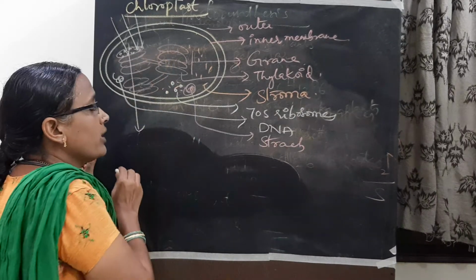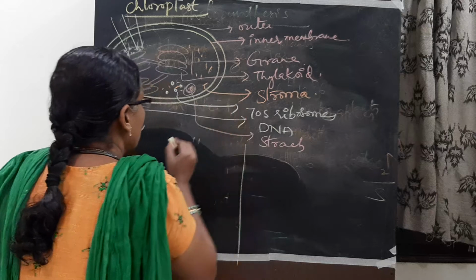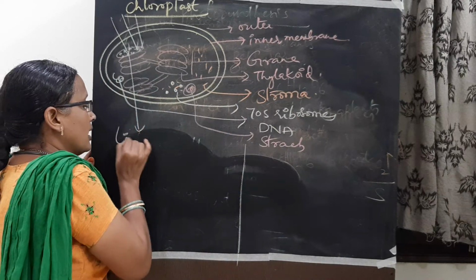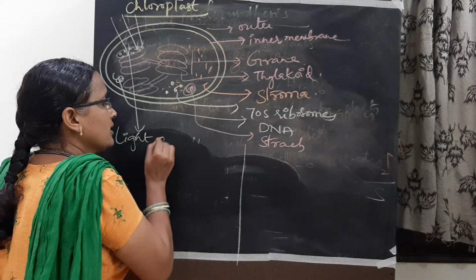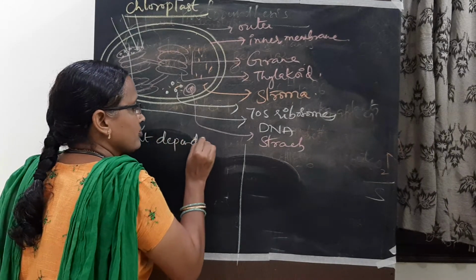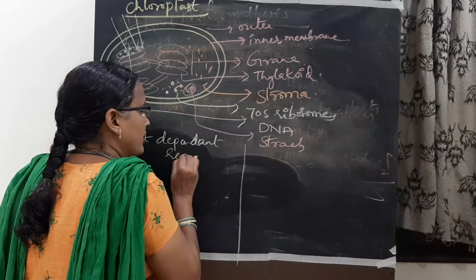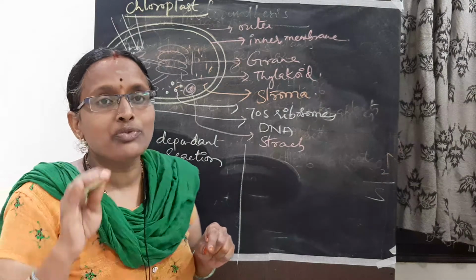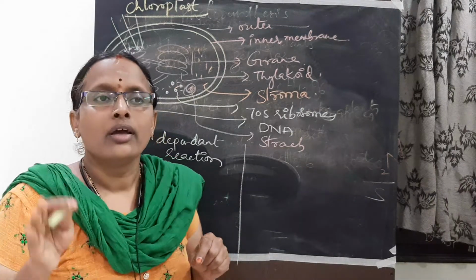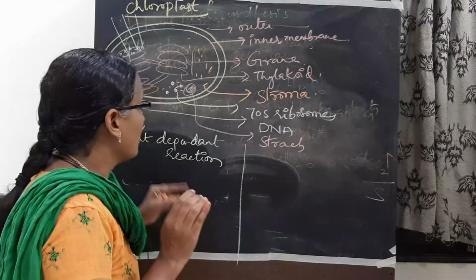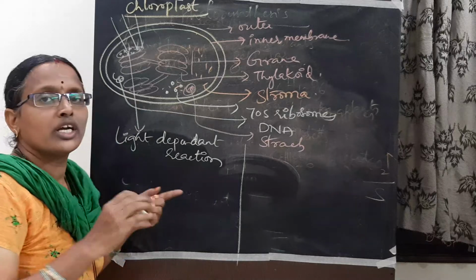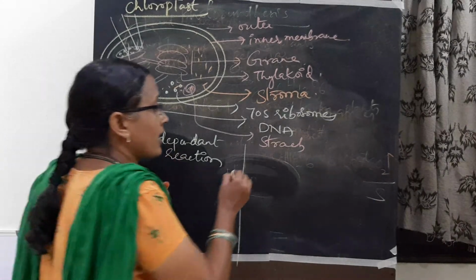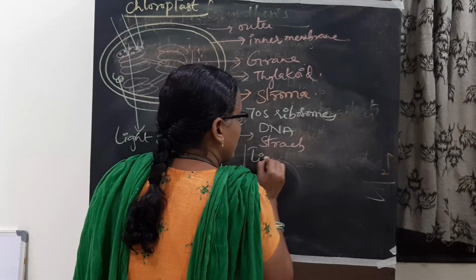So we divide photosynthesis mainly into two types. That is light dependent reactions. Light dependent reactions means the reactions which take place in the light only, the reactions which can occur in the presence of light. Without light, there is no occurrence of these reactions. And light independent.